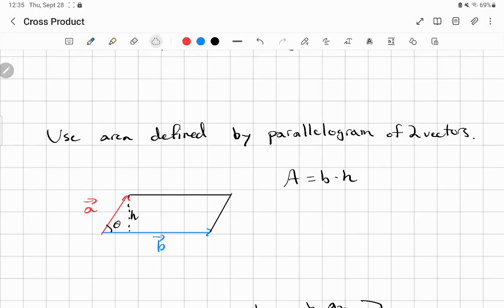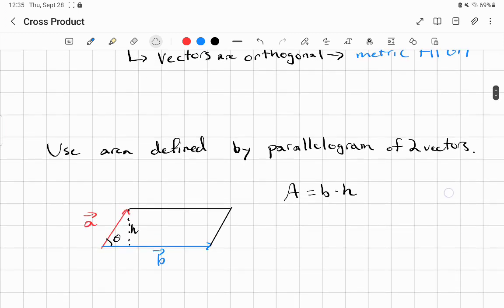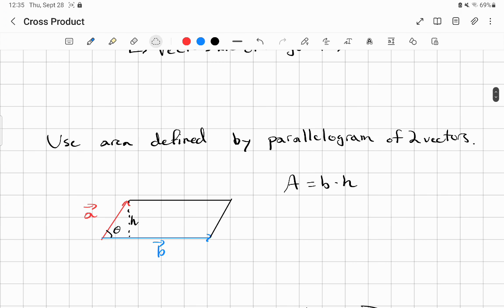We've now confirmed visually that we can use the area of the parallelogram defined by two vectors to be our metric. Great. How do we find the area of the parallelogram? Well, keep in mind, area is equal to base times height. So we pick one side to be the base, and for example, let's pick in this case b to be the base, and then this is going to be the height.